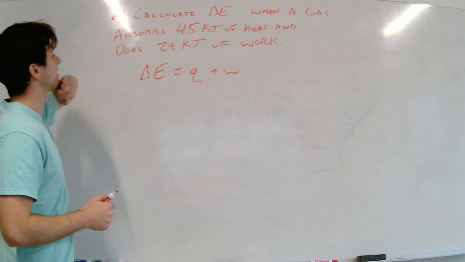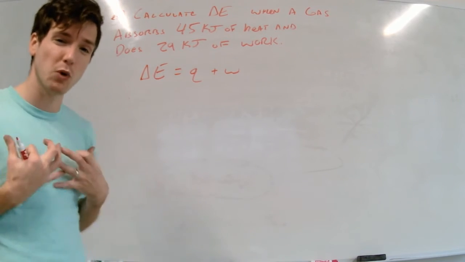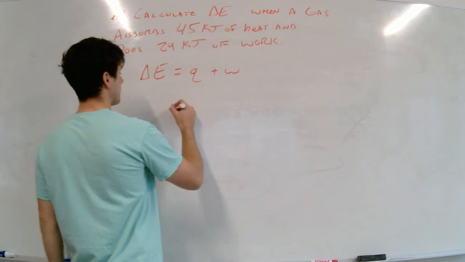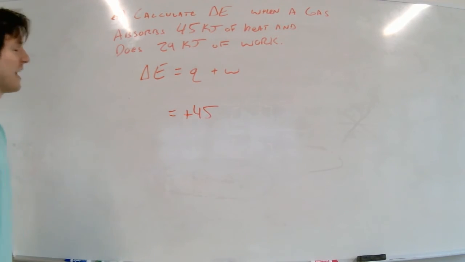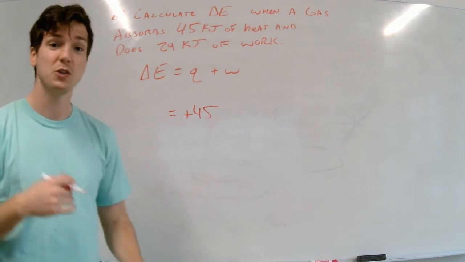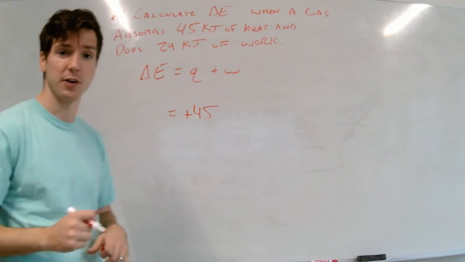So here it says the gas absorbs 45 kilojoules of heat. Remember, when we absorb heat, that's going to be positive. So our Q is positive 45 kilojoules. And you do 29 kilojoules of work. When you do work, you're releasing energy, right? If you push a wheelbarrow or a shopping cart, you're putting work into that.